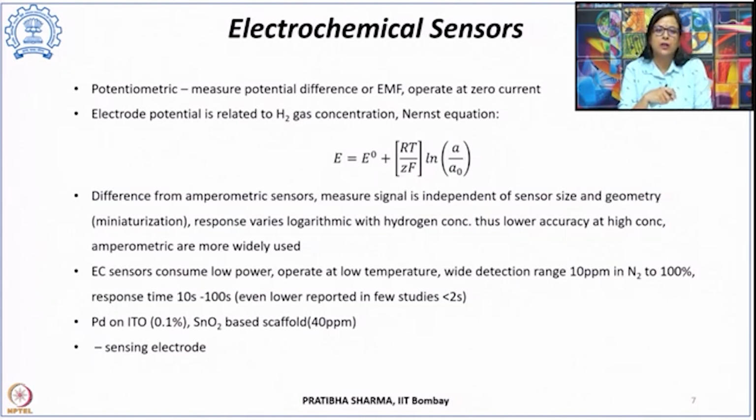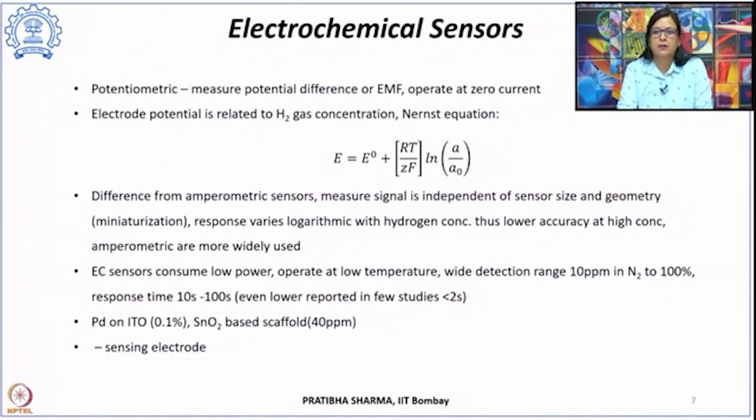Now when it comes to electrochemical sensors, the advantages are that they consume lower power, they usually operate at lower temperature, and they can have a wide range of detection, ranging from like 10 ppm in nitrogen to 100% detection. At the same time the response time is faster, like 10 seconds to 100 seconds. There are certain literature reports which have even shown that this response time could be as low as 2 seconds.